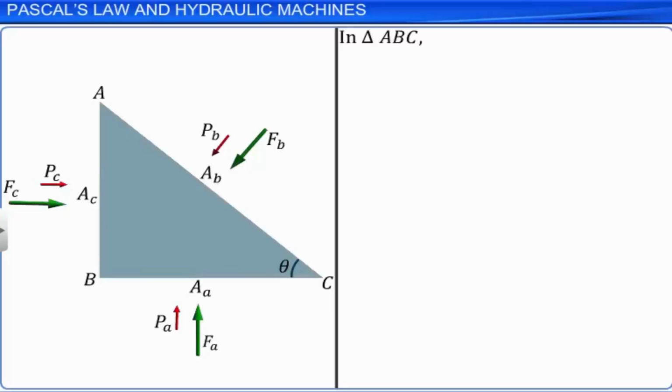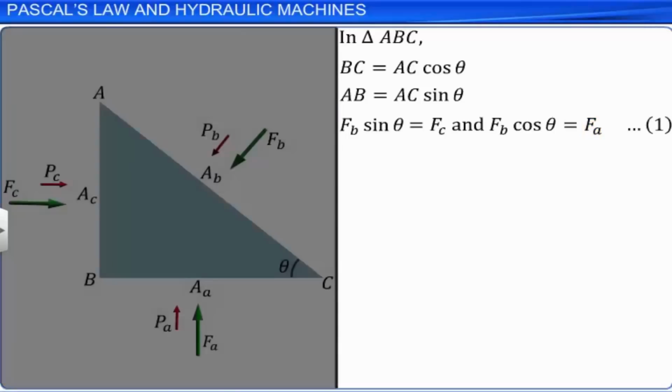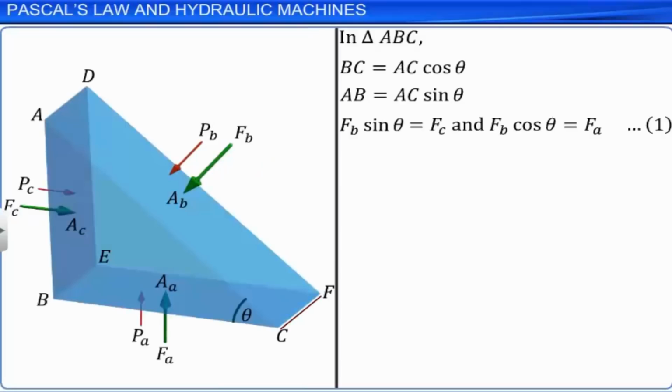Geometrically, in the right-angled triangle ABC, BC is equal to AC cosine theta and AB is equal to AC sine theta. The forces shown are normal to the respective areas that include the sides. Thus, we have FB sine theta is equal to FC and FB cosine theta is equal to FA. Let us call this equation 1. As the thickness of the prismatic element is constant, the areas of the three sides of the prism can be expressed in terms of the trigonometric ratios as shown for the forces, given by equation 2, which is AB sine theta is equal to AC and AB cosine theta is equal to AA.